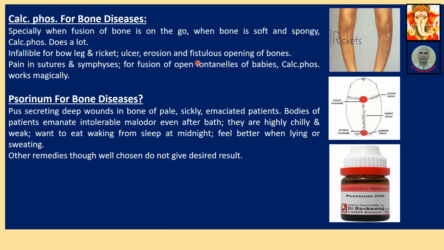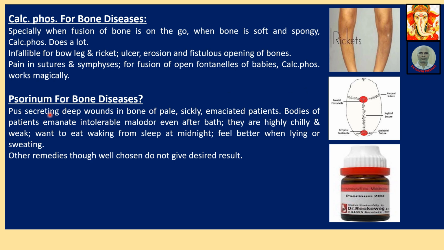Ulcer, erosion, fistula, opening of bones. Pain in sutures and symphysis. Sutures means these lines of fusion of bones. These are called sutures. Also, fusion of open fontanelles of babies. This is fontanelle. These are open fontanelles. Calcarea phosphorica works magically in these cases.